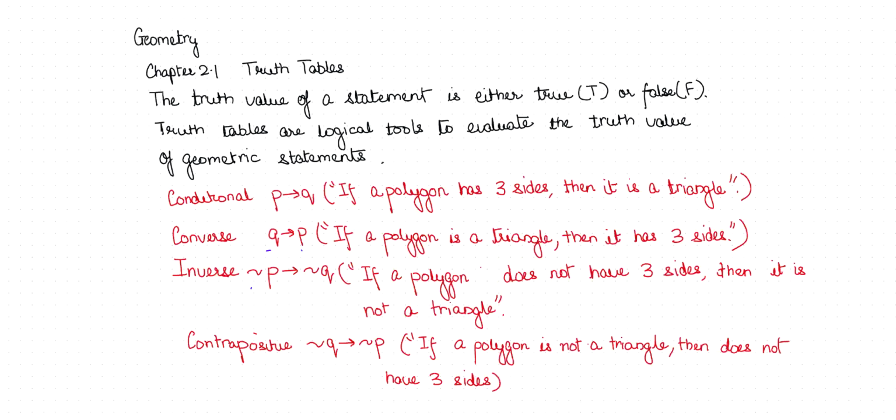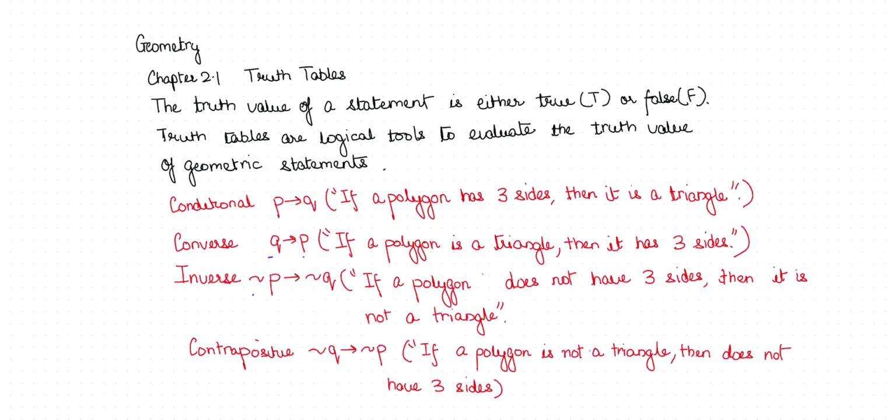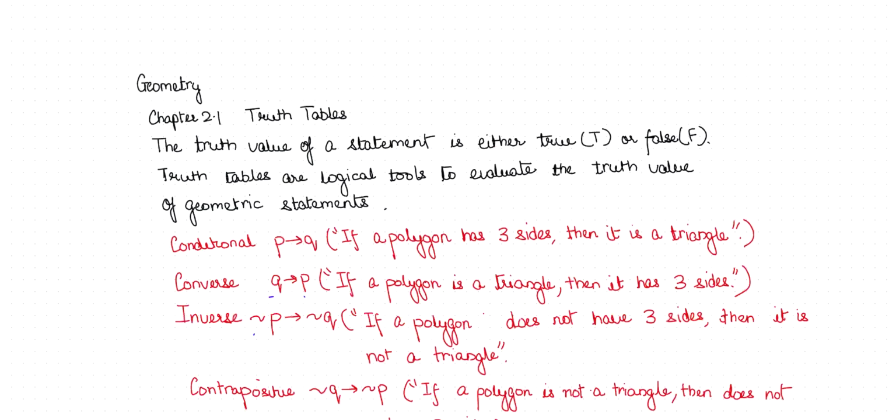So this is Geometry chapter 2.1. We are doing truth tables. The truth value of a statement is whether the statement is either true or false. Truth tables are basically logical tools to evaluate the truth value of geometric statements.